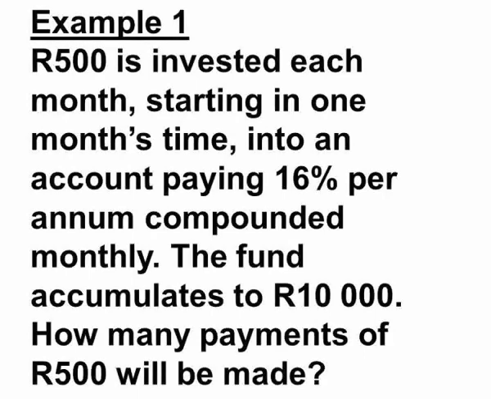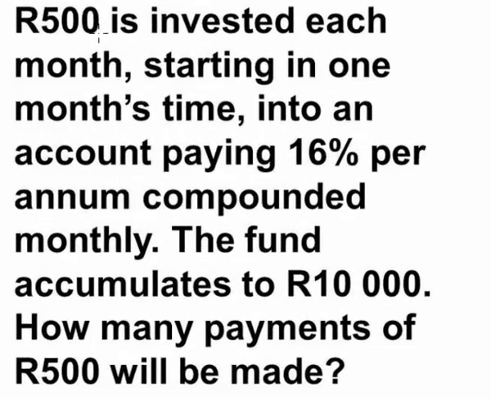Well, Matrix, let's look at calculating the value of n in an annuity. Particularly, let's look at a future value in this example, and we're going to find n, the number of payments here. 500 Rand is invested each month. Okay, so it's a monthly thing.